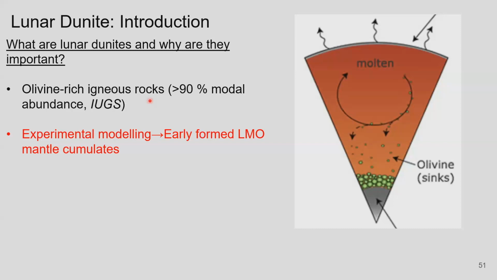How do they form? Well, from experimental modeling, looking at the LMO model, essentially these early formed mantle cumulates that I talked about, made up of olivine, are pretty much your lunar dunites for the most part.